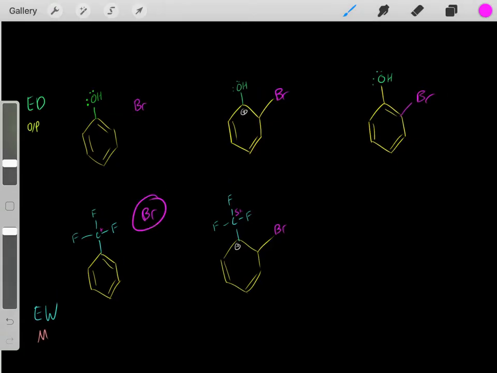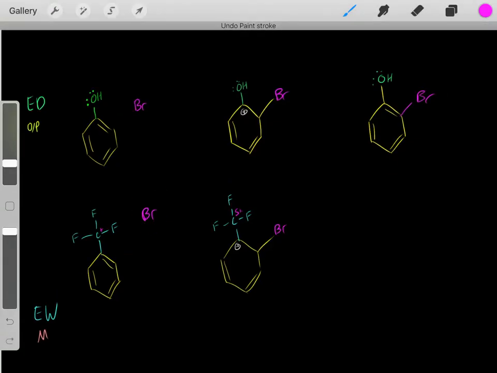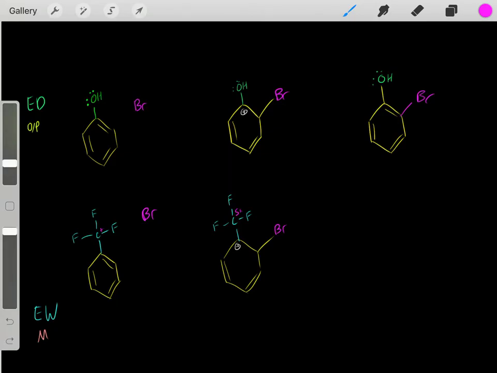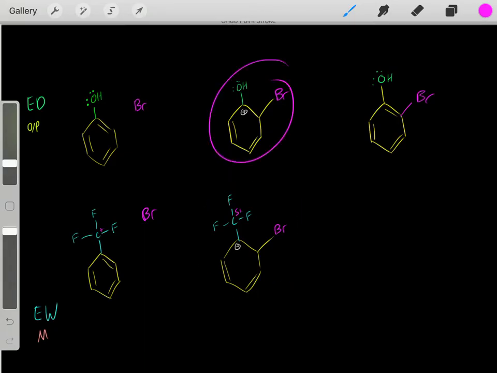We make the bromine electrophilic. Now we can add it on the ortho position, creating this product. But now let's think about it. Which of these two products is more reasonable?